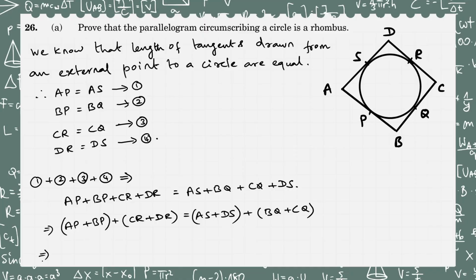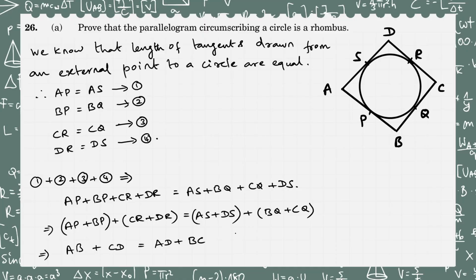Okay, that implies, see the picture, AP plus BP is the total length of AB, isn't it? So we can replace this with AB, and CR plus DR is the total length of CD, right? So we can write it like CD. On the other side, AS plus DS is nothing but AD, and BQ plus CQ is nothing but BC.